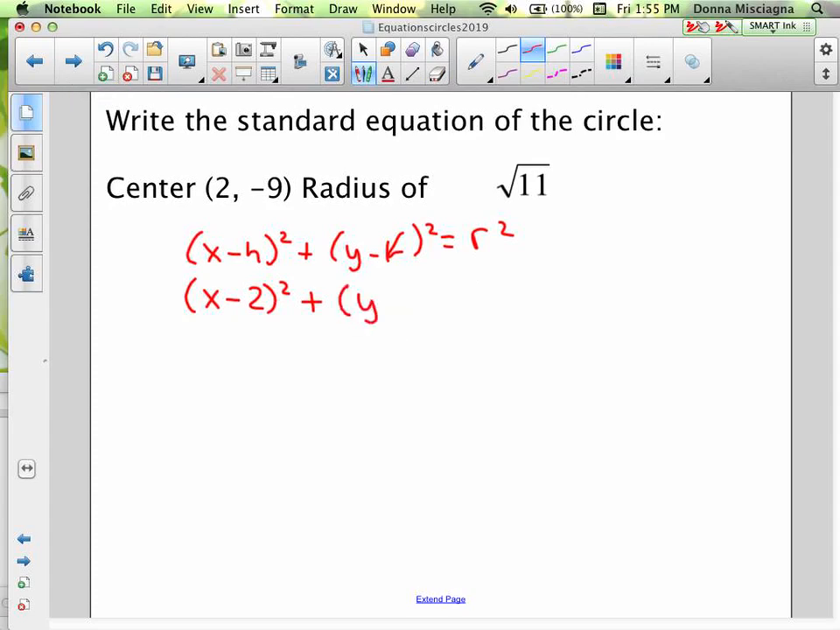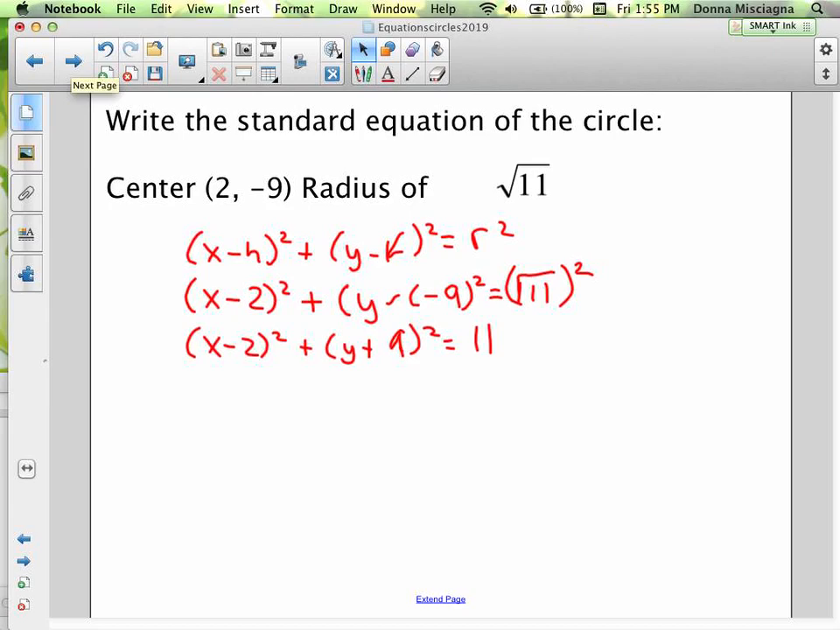What did you say? Y plus 9. So I'm going to write in a minus and negative so everyone can see where it comes from. Equals, and then r is the square root of it. Yeah. So we'll simplify minus and negative. It gives us x minus 2 squared plus y plus 9 squared equals 11, just as you said. And you can write that one in your notes.